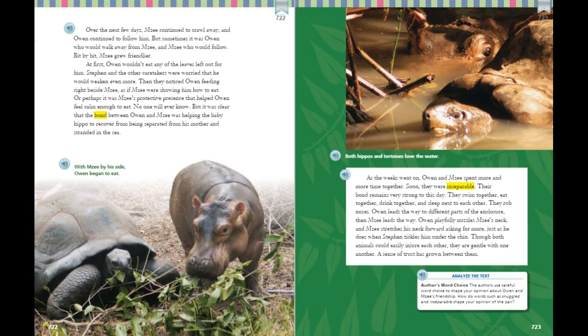Which of Mazzei's actions on pages 722 through 723 do the authors imply are things Owen's mother would have done? In what ways is Owen and Mazzei's friendship similar to a friendship or bond you have with someone? Analyze the text. Author's word choice. The authors use careful word choice to shape your opinion about Owen and Mazzei's friendship. How do words such as snuggled and inseparable shape your opinion of the pair?